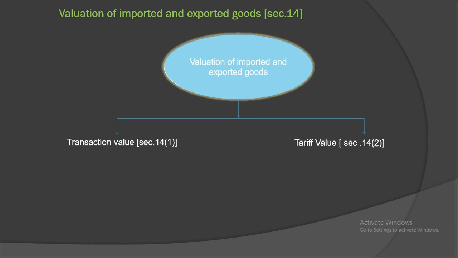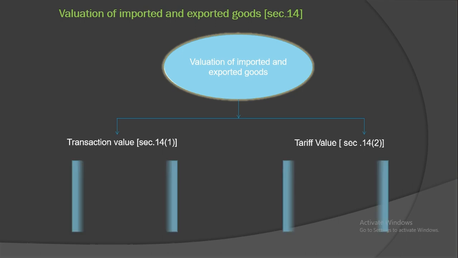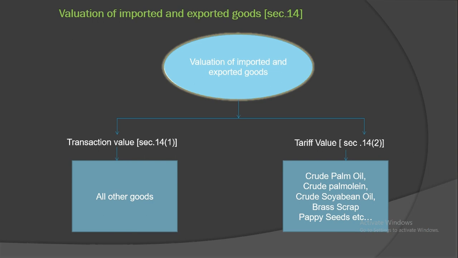Approximately all goods are covered under section 14 subsection 1, which is transaction value, and a few items like crude palm oil, crude palmolein, soybean oil, brass scrap, poppy seeds, etc. are covered under tariff value. Okay.